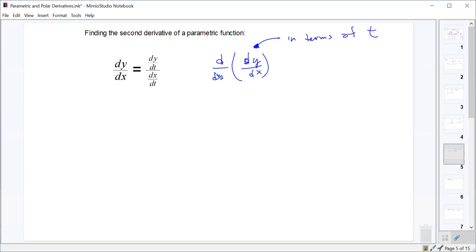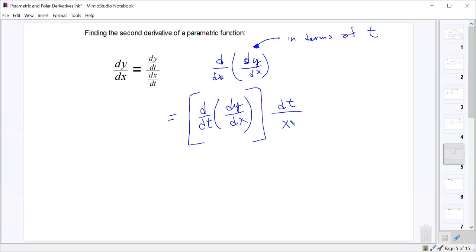I can take the derivative of it with respect to t, right? The derivative with respect to t of dy dx, but then what do I need to multiply that by? dt dx. dt dx, exactly. The derivative of t with respect to x. And dt dx is not something that we really have just sitting around to use.